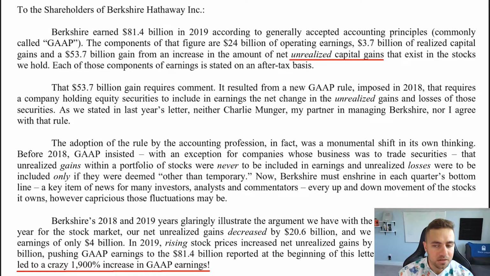It resulted from a new GAAP rule imposed in 2018 that requires a company holding equity securities to include in earnings the net change in the unrealized gains and losses of those securities. As we stated in last year's letter, neither Charlie Munger, my partner in managing Berkshire, nor I agree with that rule. Essentially what this rule is: if a company holds stocks in the market, then they have to start reporting their unrealized gains.